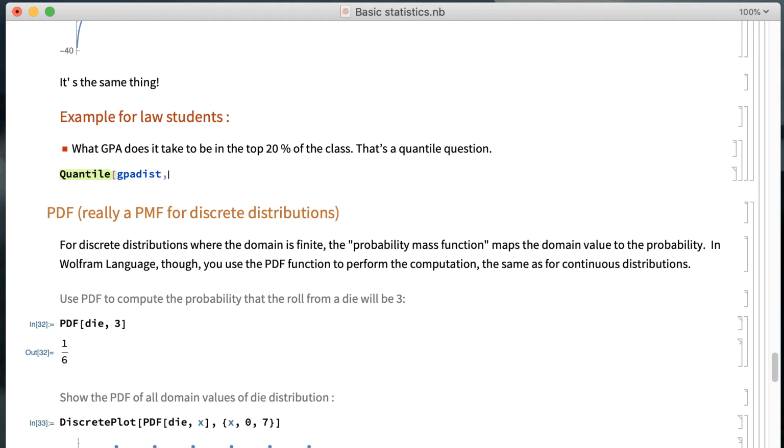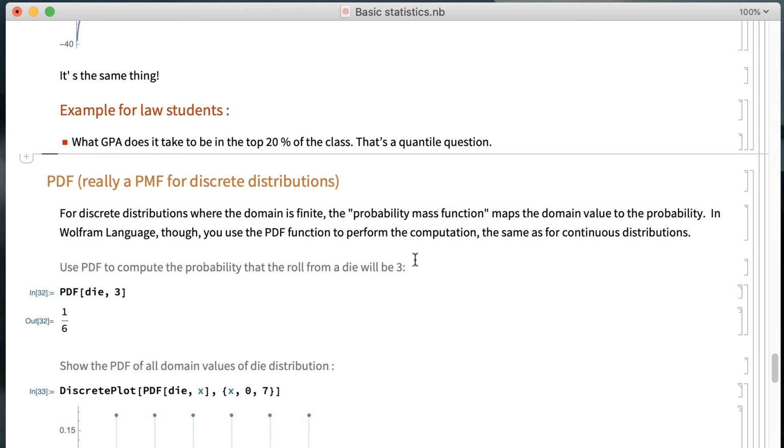And I'm asking for the top 20%, so I'm going to evaluate it at 0.8. Okay? So now you know about the relationship between GPAs, quantiles, CDFs, etc. All right, what's a PDF?